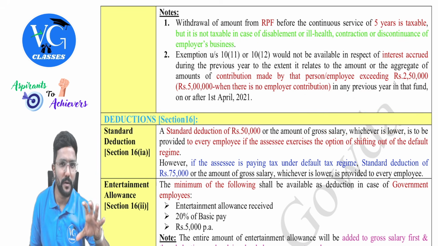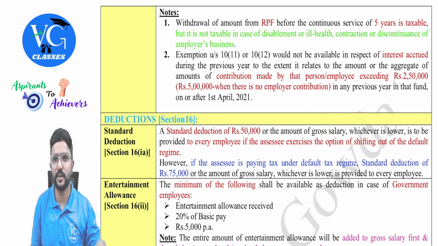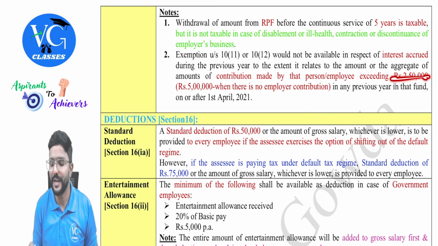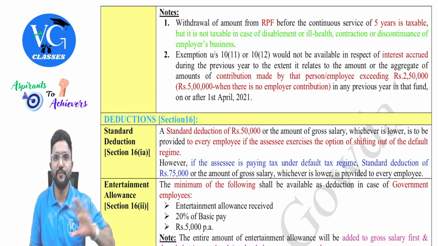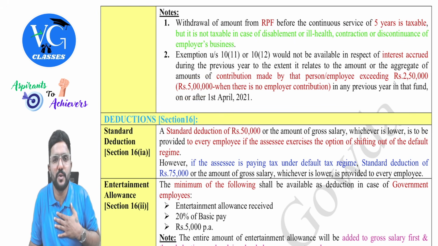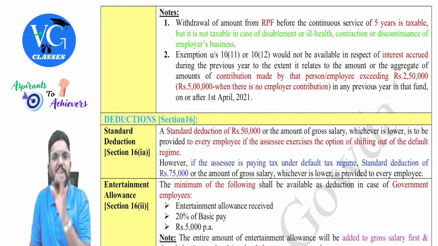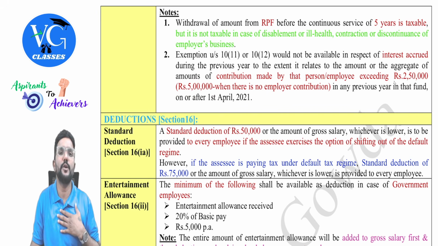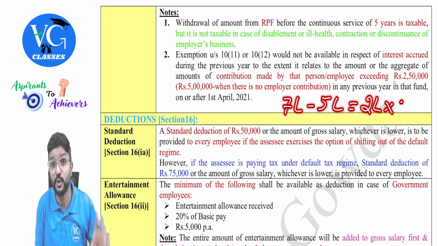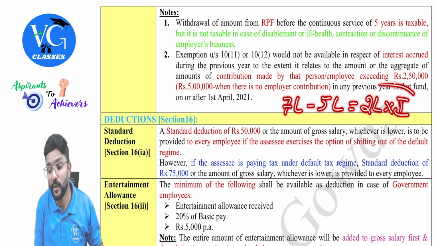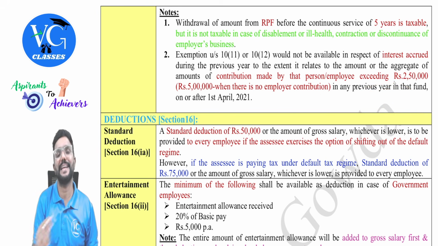But if there is no employer contribution and only the employee is contributing, then instead of 2 lakh 50, the limit is double that, which is 5 lakh. Assume only I am contributing to my provident fund, which is, say, 7 lakh. How much is in excess of 5 lakh? 2 lakh. The 2 lakh itself is not taxable, but whatever income is earned on that 2 lakh will be taxable.